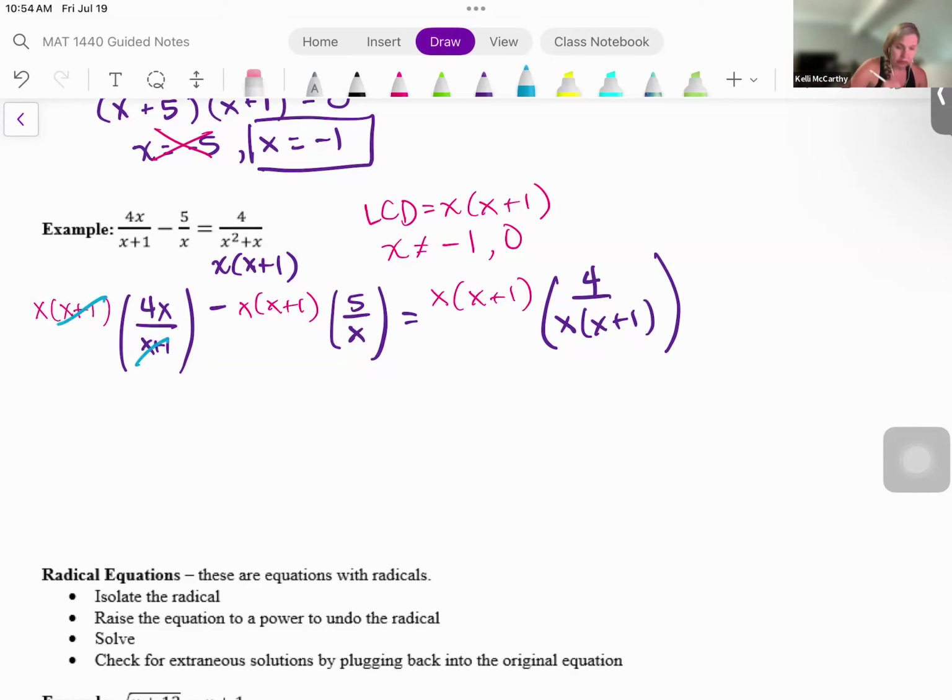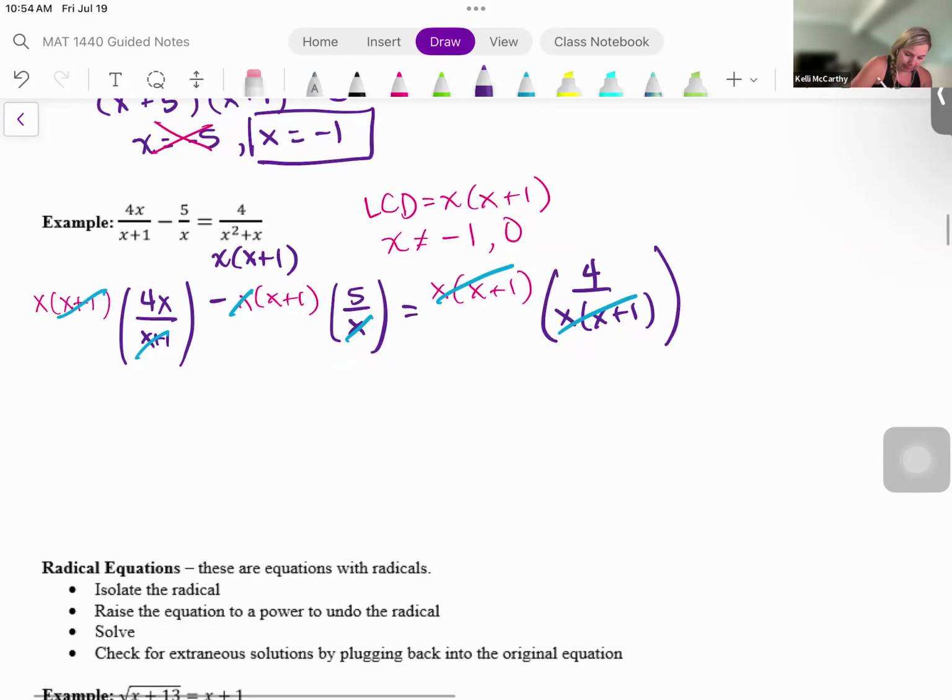So simplifying in the first term, my x plus 1 simplifies to 1. My second fraction, the x over x simplifies to 1. And in my third fraction, the x times the x plus 1 both simplify out. So rewriting this, we've got x times 4x, which is 4x squared, minus 5 times (x plus 1). Knowing myself, knowing that there's that minus sign, I don't want to be trying to keep track of it, so I'll simplify that in the next step. Equals 4. Now I'm going to distribute: minus 5x minus 5 equals 4.